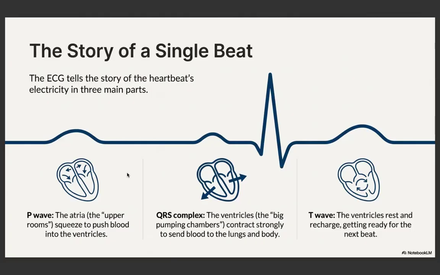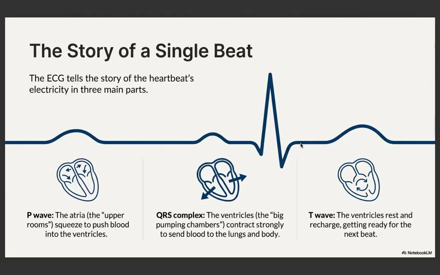But going back into this. QRS complex, it is going to be based on the ventricles and how strongly they're going to contract and send blood to the lungs or the rest of the body. And then we have our T wave, which is that last section of it. And it's kind of the ability for our ventricles to kind of rest and relax before going into the next beat. So our QRS complex, it's kind of this section.